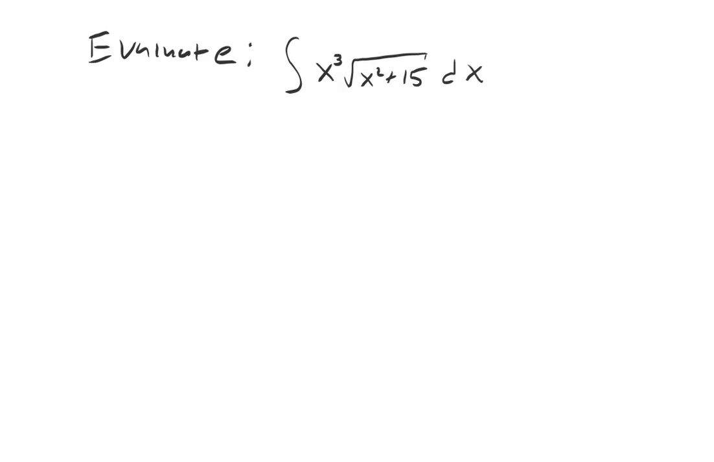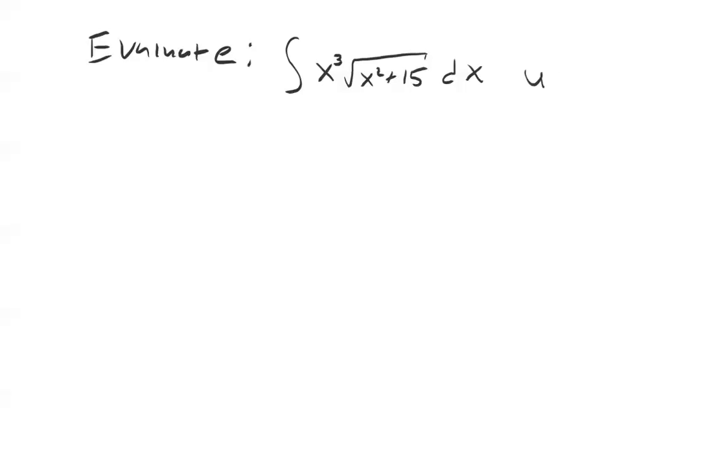Okay, so you're going to look at this and say, okay, if I let u equal x squared plus 15, something weird's going to happen. If u is x squared plus 15, du is 2x dx, and I have an x cubed dx here. So that looks like it might not work. But let's try it out and see what happens.